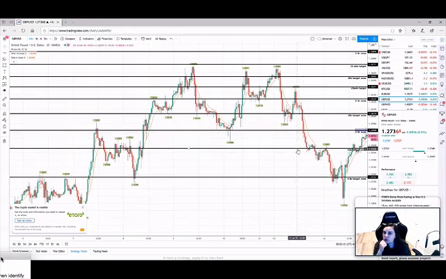Use wick failures for targets. That's basically what I use. All right, that makes sense.